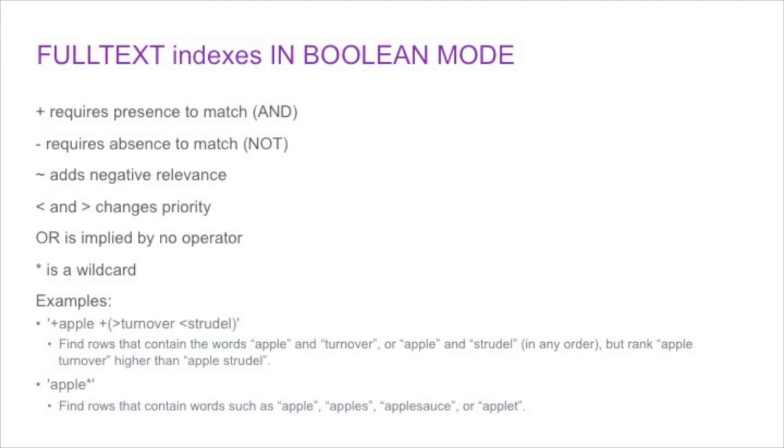OR is implied by no operator. So, there's a space between things. Star is a wild card, because why not use star as a wild card as opposed to percent?